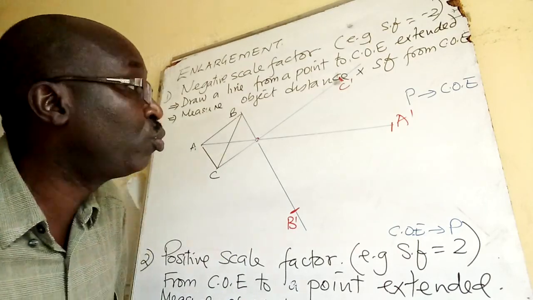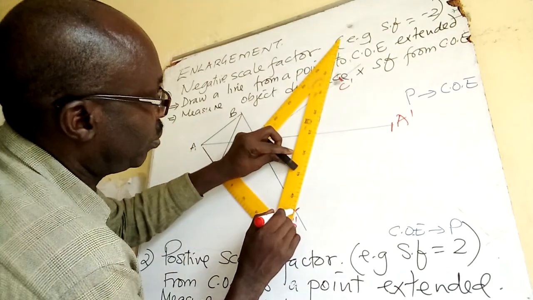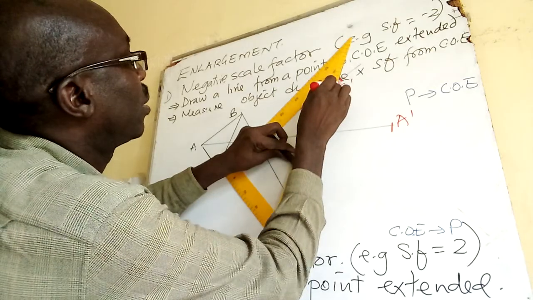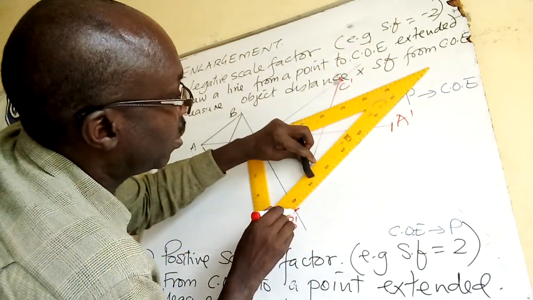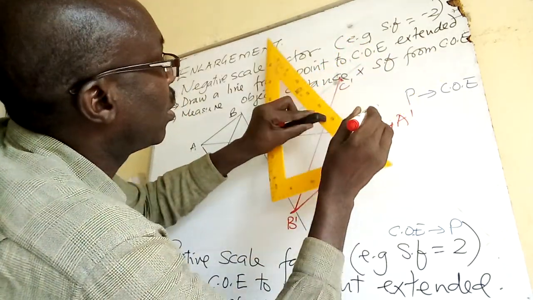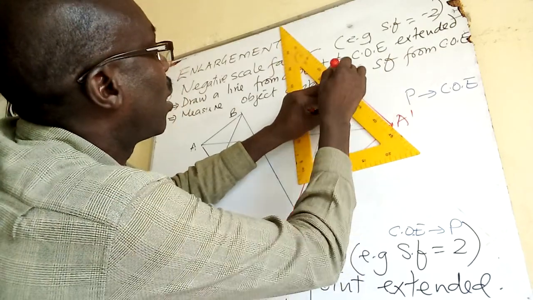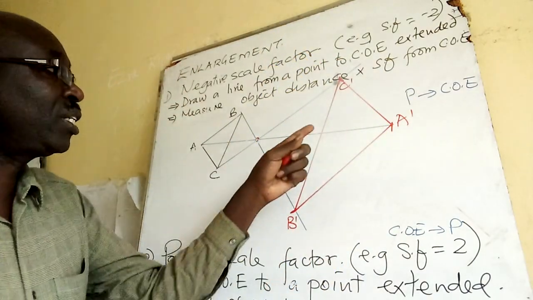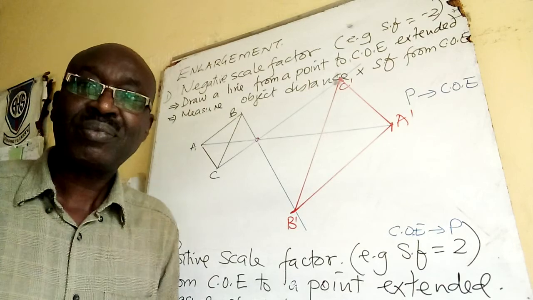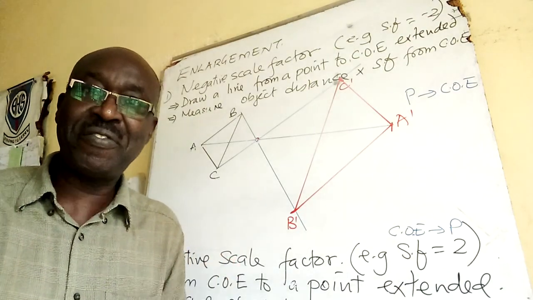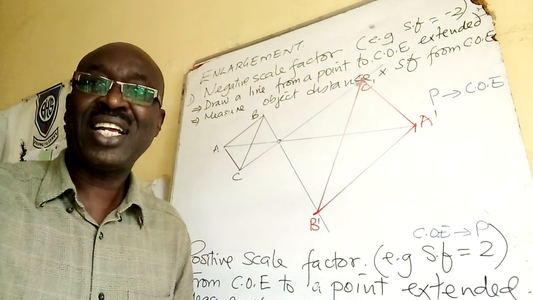After that, what do we do? We join. And there. Okay? So that is our figure now. That is our figure.